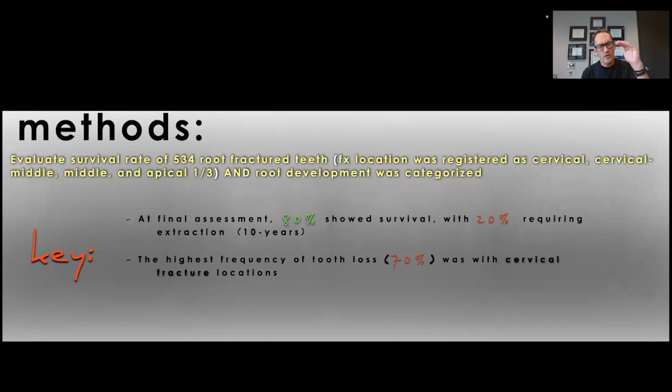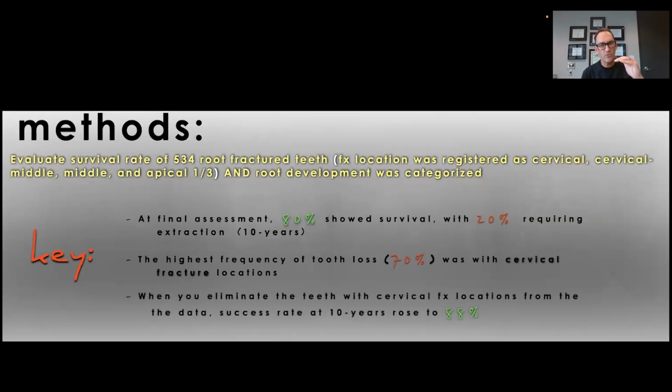Because the closer the fracture is to the osseous crest, the smaller the root for that crown. So if you were to take that fracture location out and redo the stats, doing cervical, middle, or up to the apical, 88% survival rate at 10 years. So what's the take home there? Just because it has a horizontally fractured root does not mean you should take the tooth out. It's not supported by the literature.